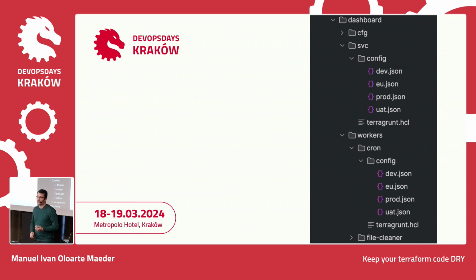And so I decided to go this way. It's a way where you will have only one code structure, and inside each resource you will have only this config directory containing these environment files.